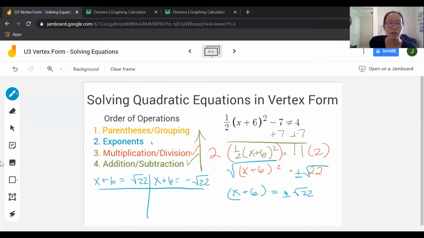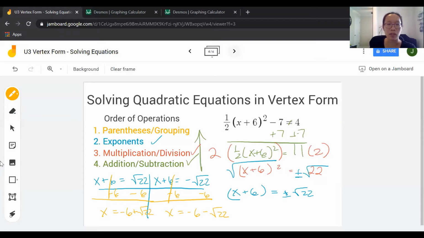Then I can undo my parentheses, which in this case is subtract 6 from both sides. Because they're not like terms, I'm left with x is equal to negative 6 plus the square root of 22. On this side, if I subtract 6 from both sides, I have, again, x is equal to negative 6 minus the square root of 22.